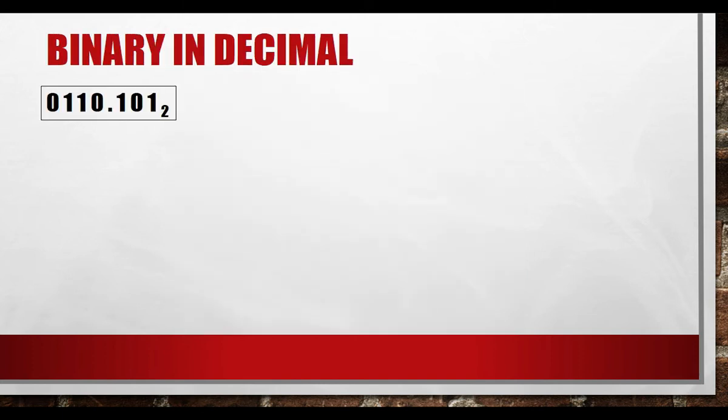So let's say we have this binary number, 0110.101. Remember that binary numbers have a base of 2. So let's rewrite this binary number with a bigger space between each bit. Let's start solving from the first bit. We have to multiply each bit by 2.